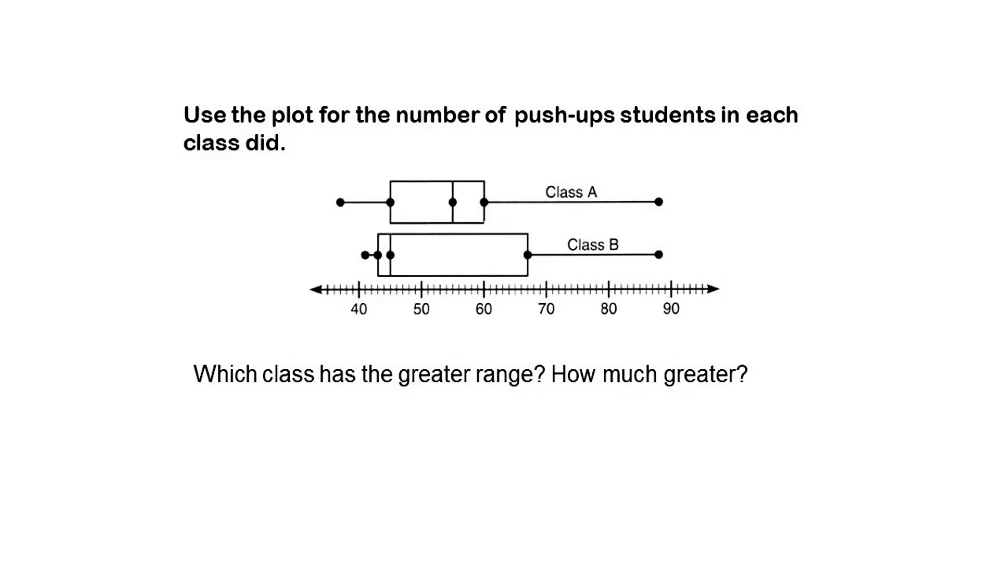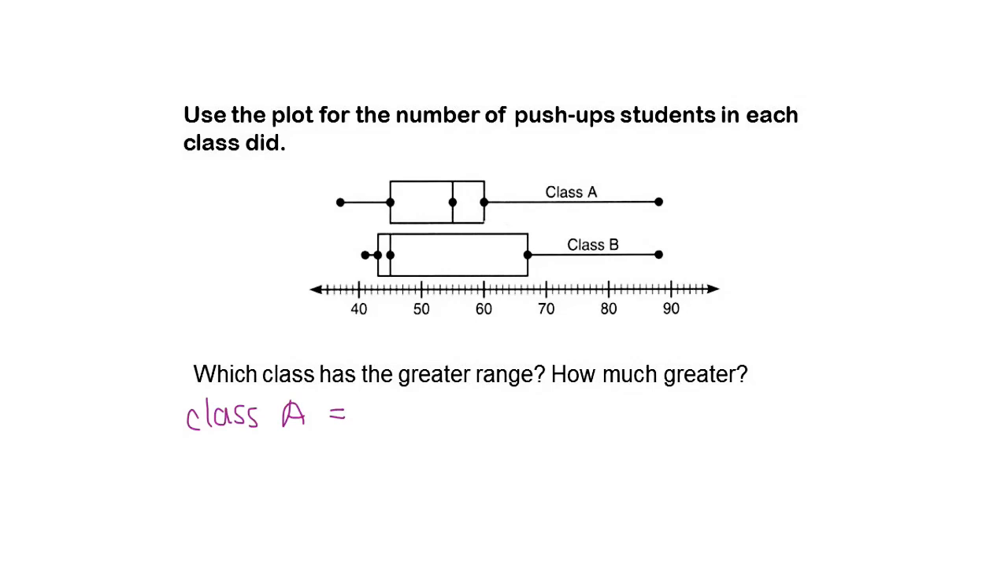Use the plot for the number of push-ups students in each class did. So here we have two Box-and-Whisker plots, one for class A and one for class B. This is which class has the greater range and by how much. So let's first find the range for class A.